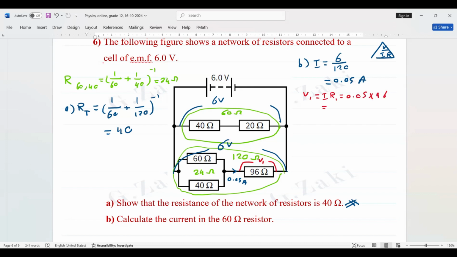Then 4.8 volt. We can get the voltage here, V2. So V2 equals V total minus V1. V total is 6 volt, and V1 is 4.8. So we write 6 minus the answer. It's 1.2 volt.